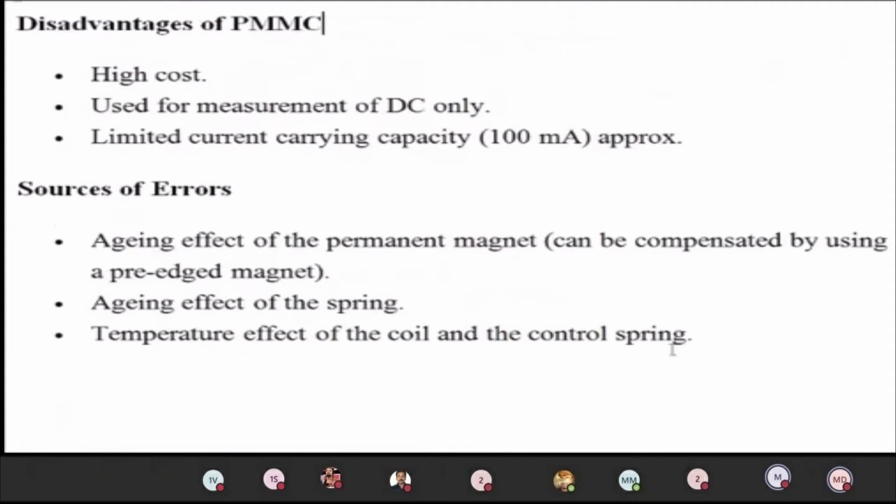And regarding the disadvantages, the cost is high and this cannot be used for AC, and the current capacity is limited to approximately 100 milliamperes. So this also you can expect in the exam. The current capacity of your permanent magnet moving coil is around 100 milliamperes.